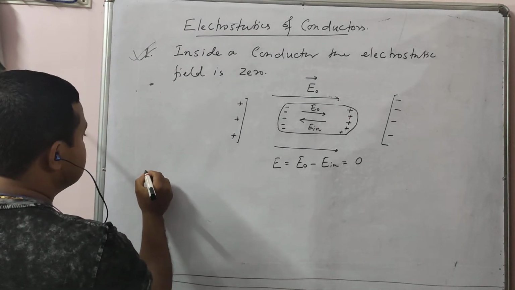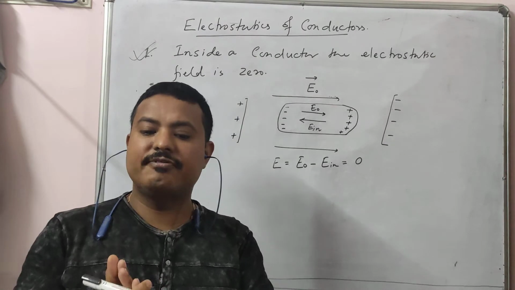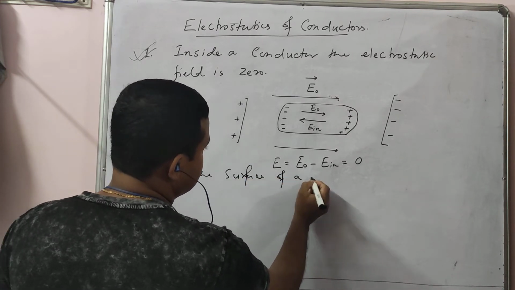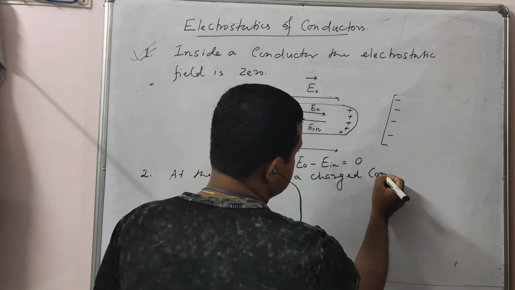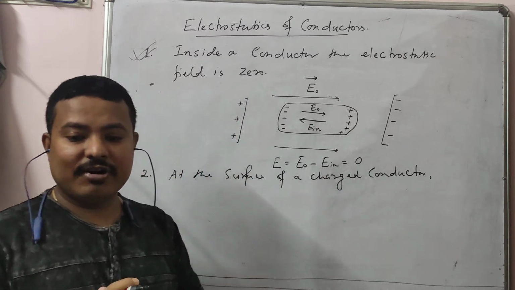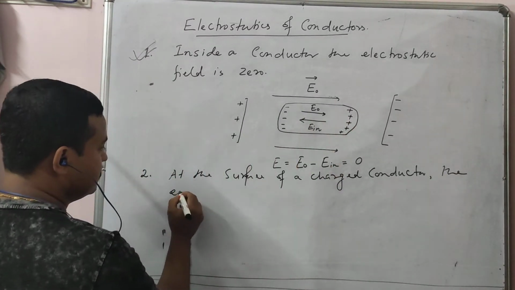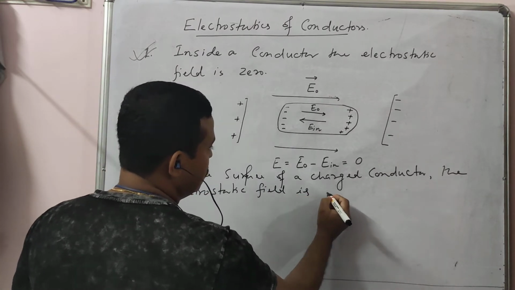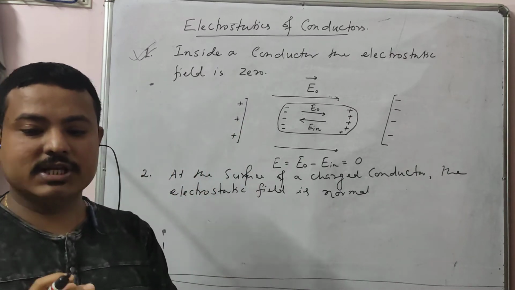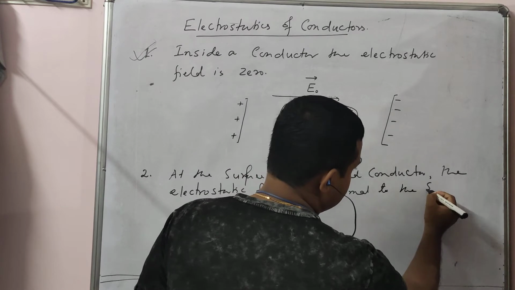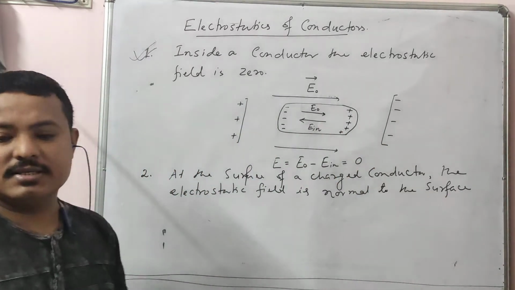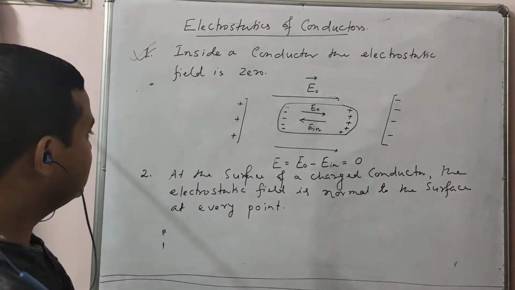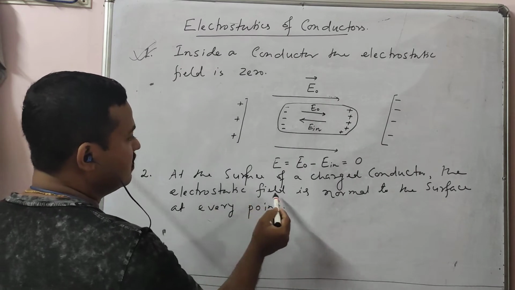Okay. So the second property is, at the surface of a charged conductor, the electrostatic field is normal to the surface at every point.